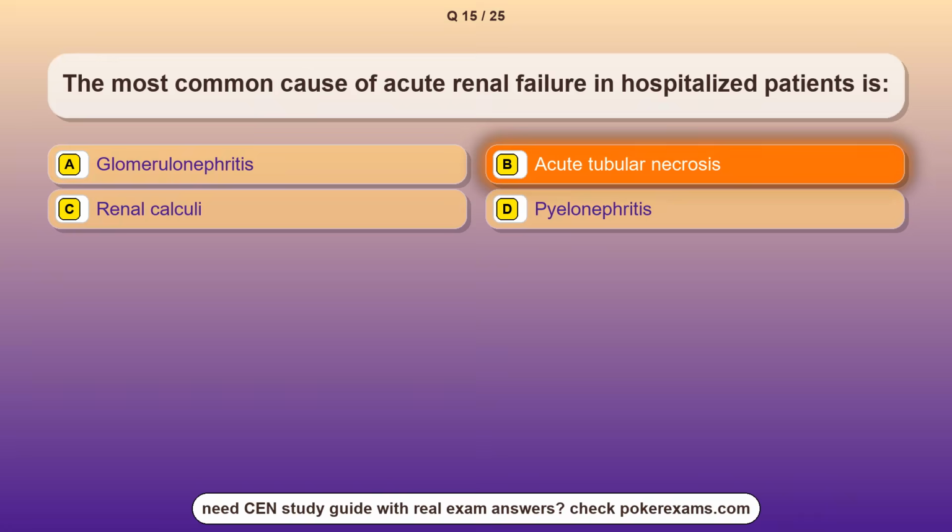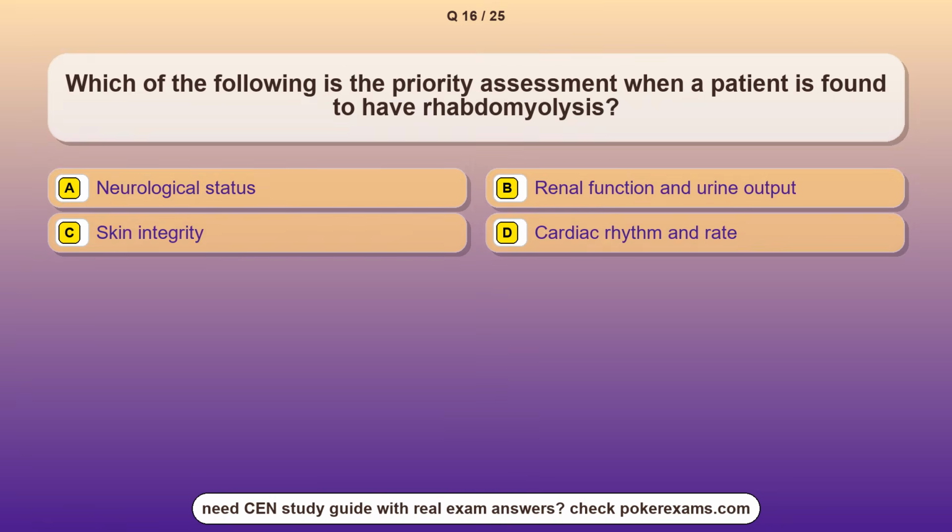The correct answer is option B, acute tubular necrosis. Question 16. Which of the following is the priority assessment when a patient is found to have rhabdomyolysis? Option A, neurological status. Option B, renal function and urine output. Option C, skin integrity. Option D, cardiac rhythm and rate.